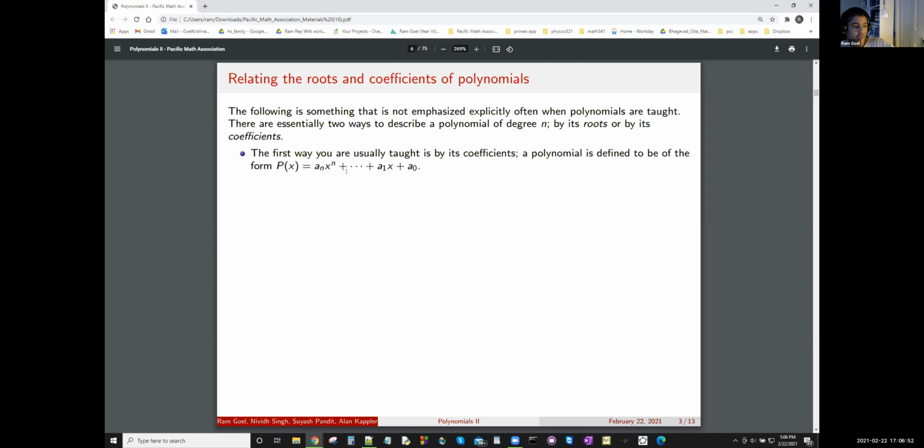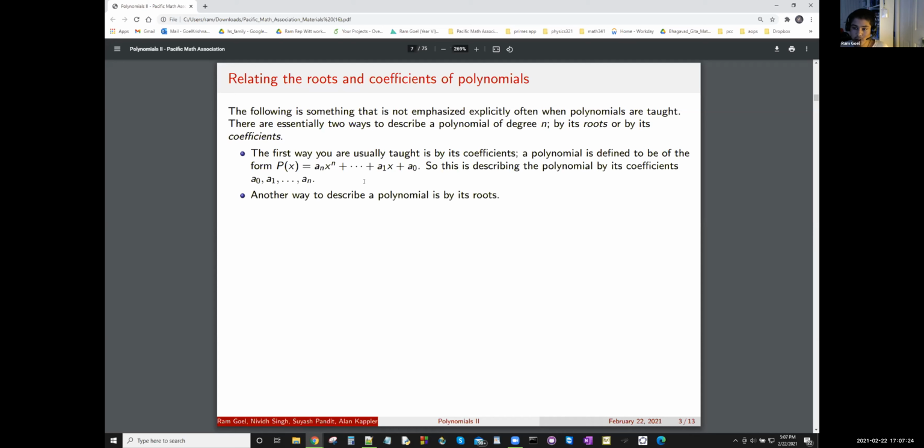If the coefficients are a sub n all the way to a sub 0, then p of x is a sub n times x to the n, summed all the way till a1 times x plus a0. That's the initial definition of polynomials, and we say this is by the coefficients because you're given each of the coefficients of the powers. Now the key thing here is that we can also define it using the roots.